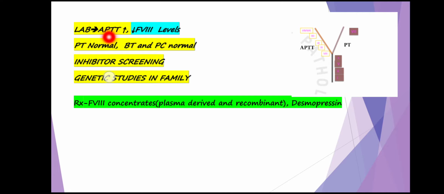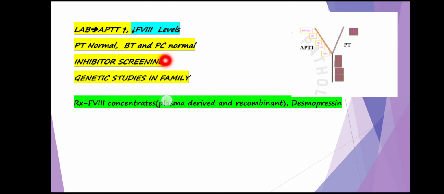So the activated partial thromboplastin time will be prolonged. Then factor 8 levels will be decreased. If we do the factor 8 assay, it will show decreased levels and decreased activity of factor 8. Prothrombin time will be absolutely normal because all these coagulation factors are intact and in normal activity.